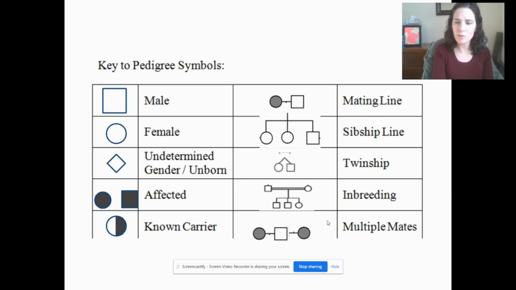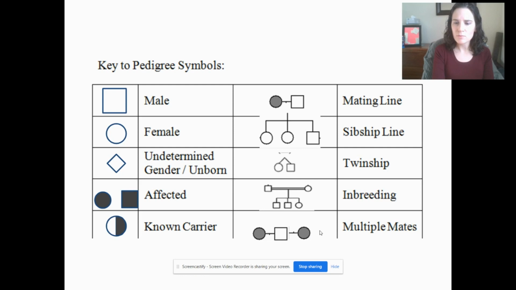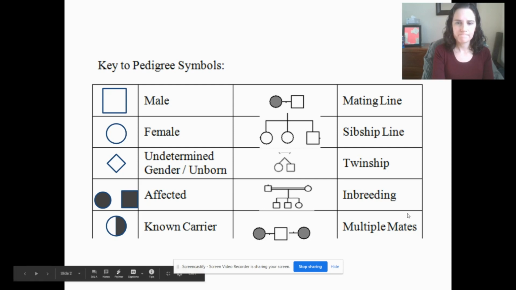And then if somebody has multiple mates, so for example, if this is my Uncle Dave and he got married to my Aunt Deb, and then later they got divorced and he remarried to my Aunt Lisa, this would show that he has multiple mates with offspring.